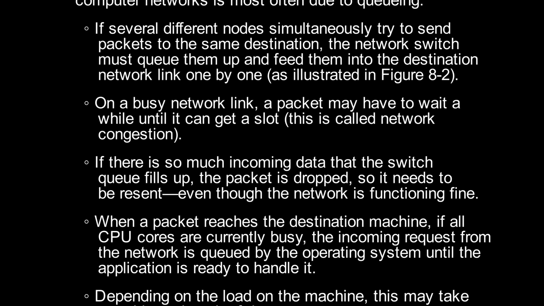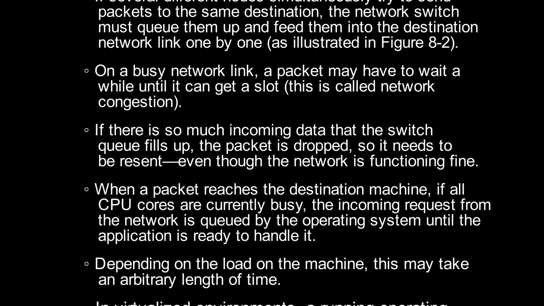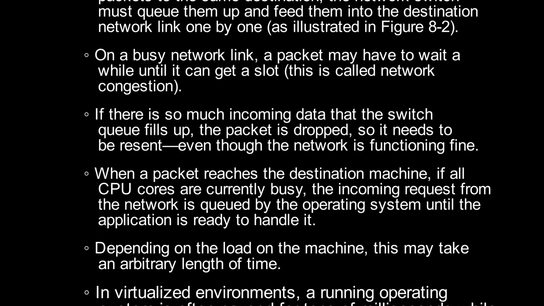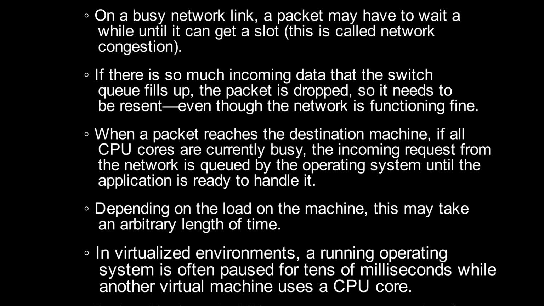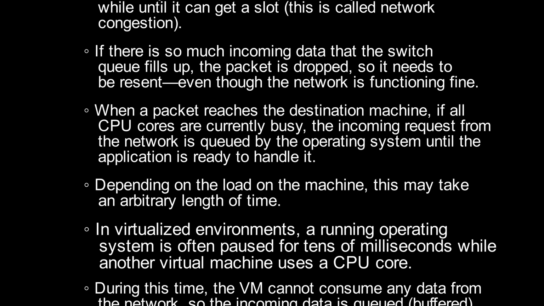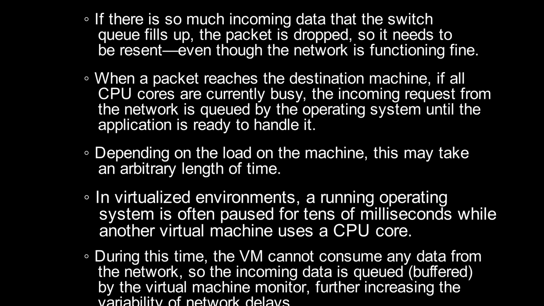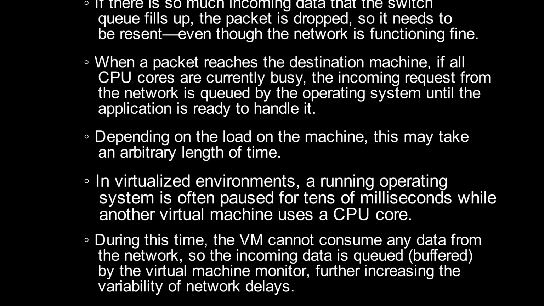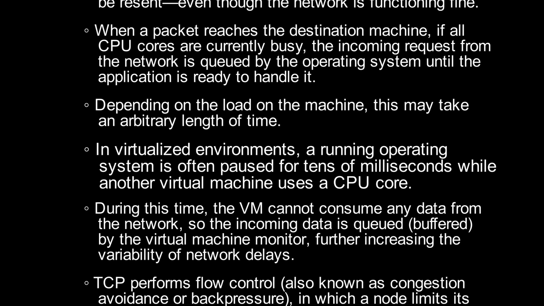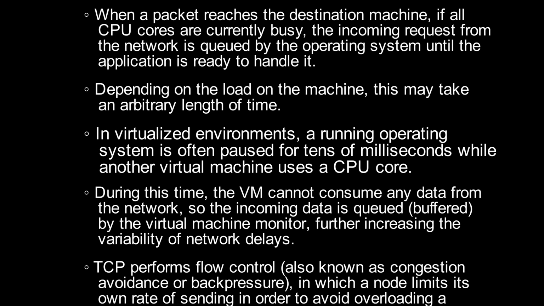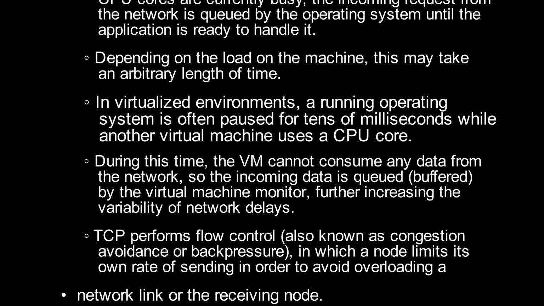When a packet reaches the destination machine, if all CPU cores are currently busy, the incoming request from the network is queued by the operating system until the application is ready to handle it. Depending on the load on the machine, this may take an arbitrary length of time. In virtualized environments, a running operating system is often paused for tens of milliseconds while another virtual machine uses a CPU core. During this time, the VM cannot consume any data from the network, so the incoming data is queued (buffered) by the virtual machine monitor, further increasing the variability of network delays.